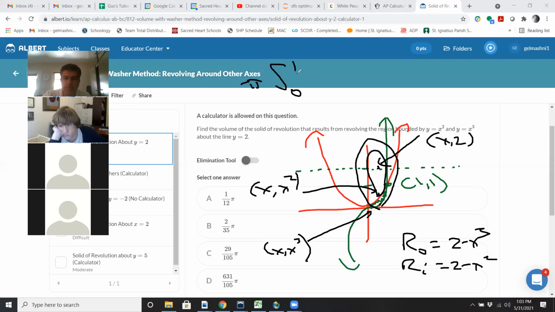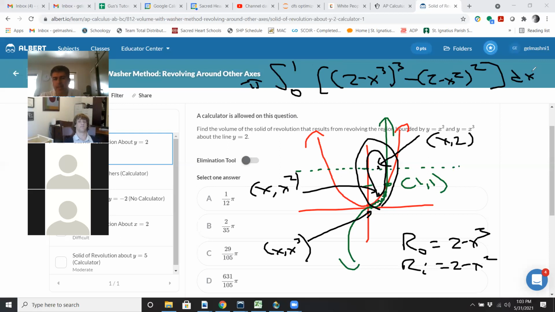Pi on the outside, and 2 minus x cubed, squared, minus 2 minus x squared, squared, dx. Lately on the AP exam, they just grade you on doing the setup. I highly doubt they want you to do this by hand because it would take too long. So that would be the correct setup, and then punch it in the calculator to see if you got it right.